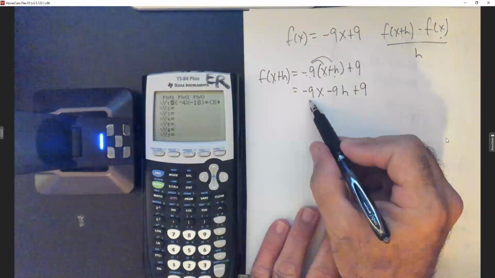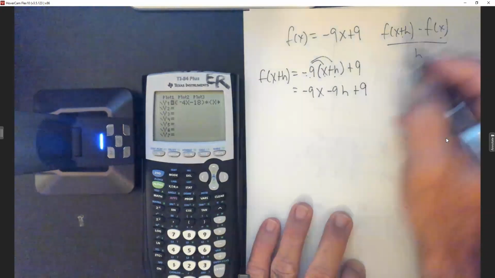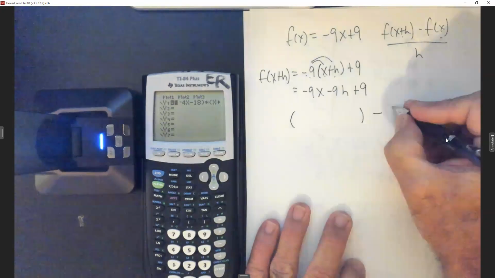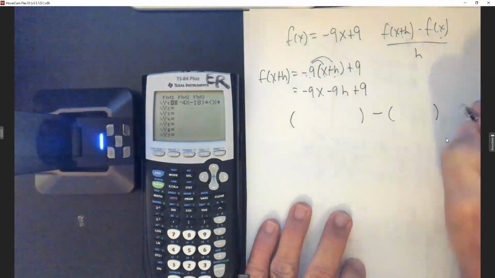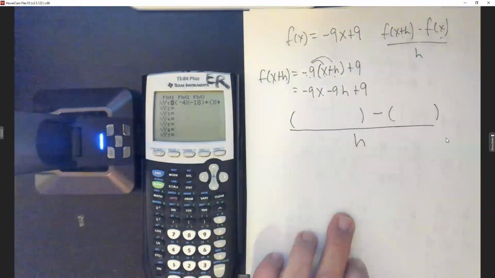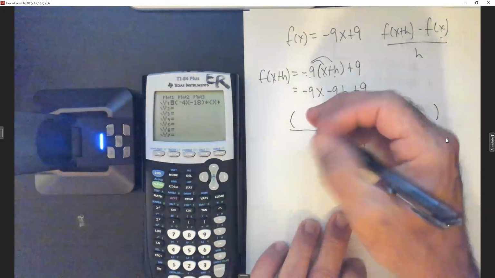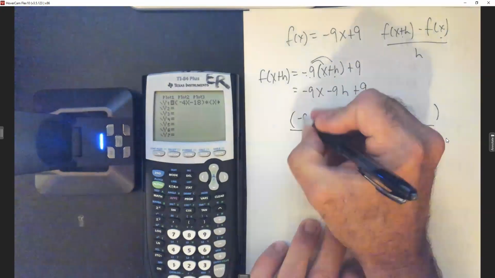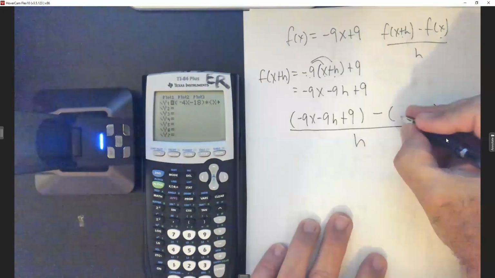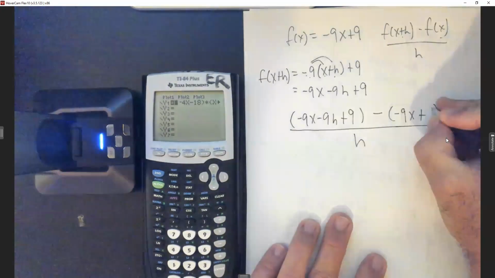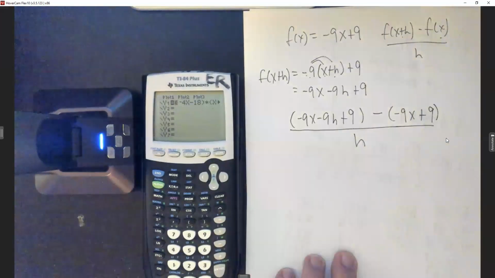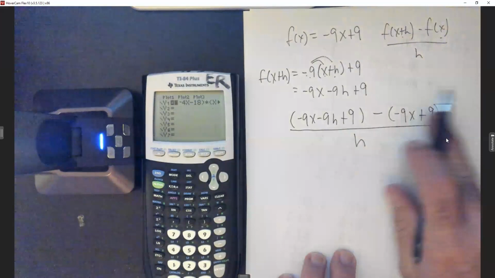So now I'm going to put everything into my formula. F of x plus h minus the f of x will all be over h. I know f of x plus h, I just found it. Negative 9x minus 9h plus 9. They gave me f of x, which was a negative 9x plus 9. But y'all remember, everything on this part is going to cancel with the same stuff in the first one.